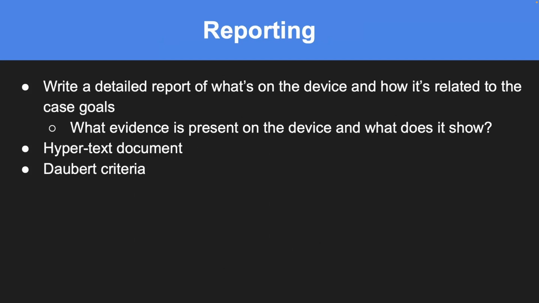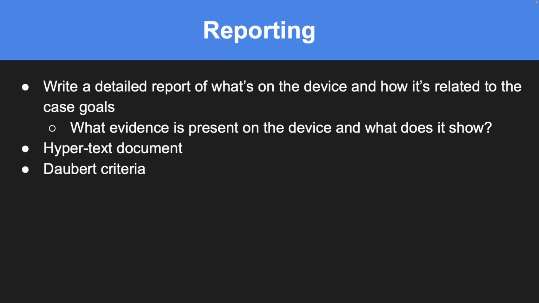And when it comes to reporting, again, this report is just a detailed report of what you found on a device and how it's related to the case goals. And it will show things like what evidence is presented on the device and what it shows to us based on what our goals were. And it is, at least in its document form, a hypertext document, which means that it can easily be linked to on a computer, and it also follows Daubert criteria.